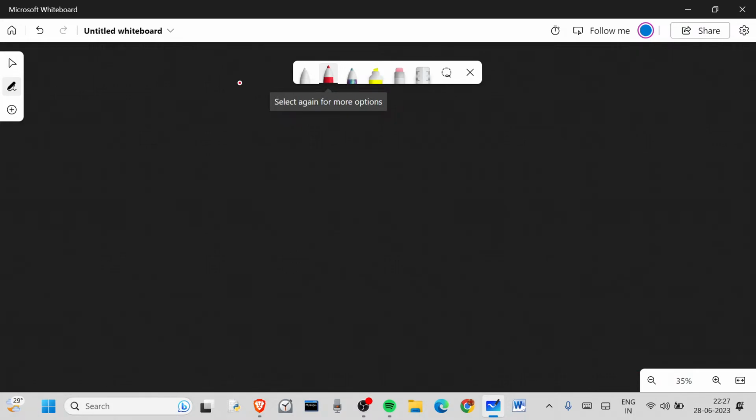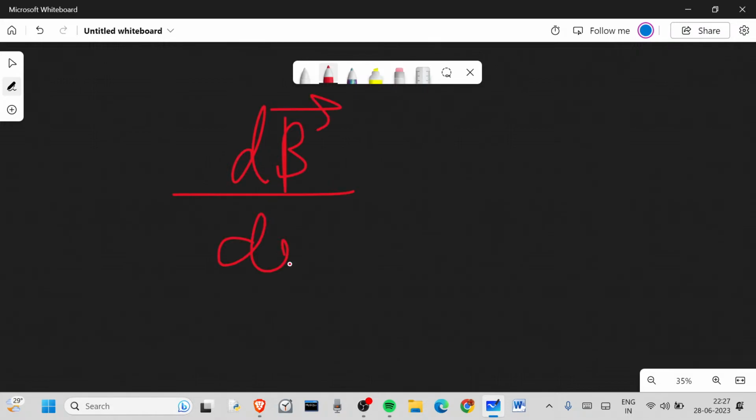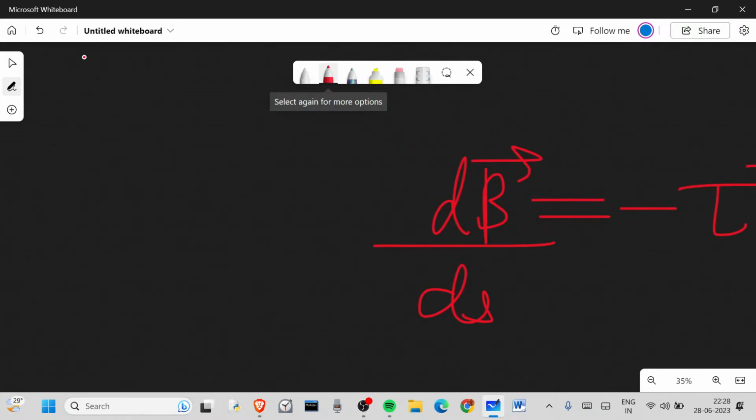Now the second thing is that dB by ds is negative tau n, where tau is known as the torsional constant of a curve, and it's only defined for curves which are in 3D. Okay, so first of all, to understand what the b vector is, let's consider a curve.